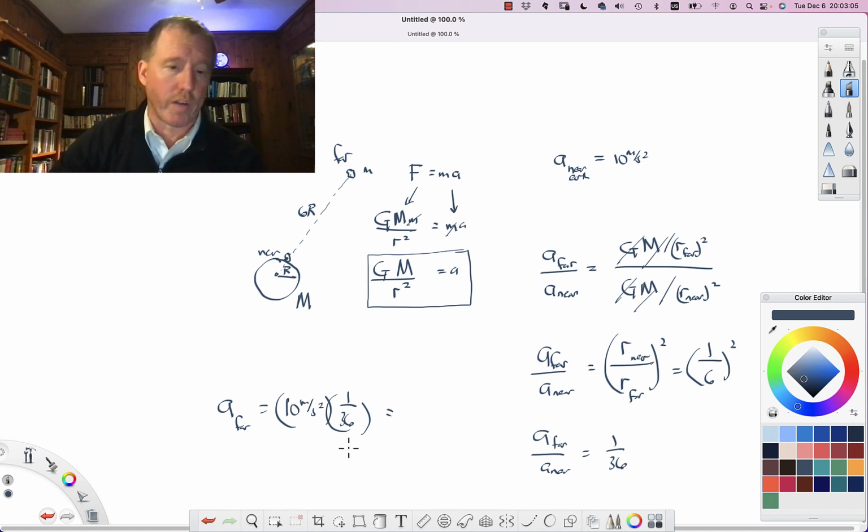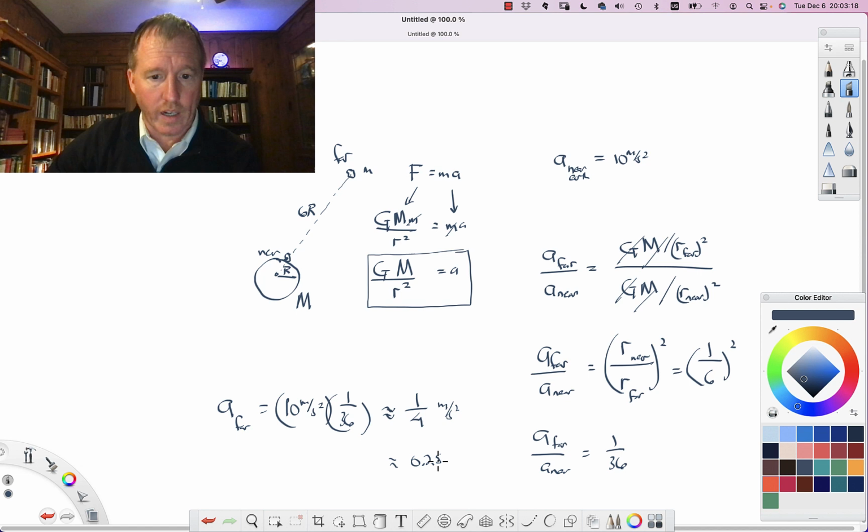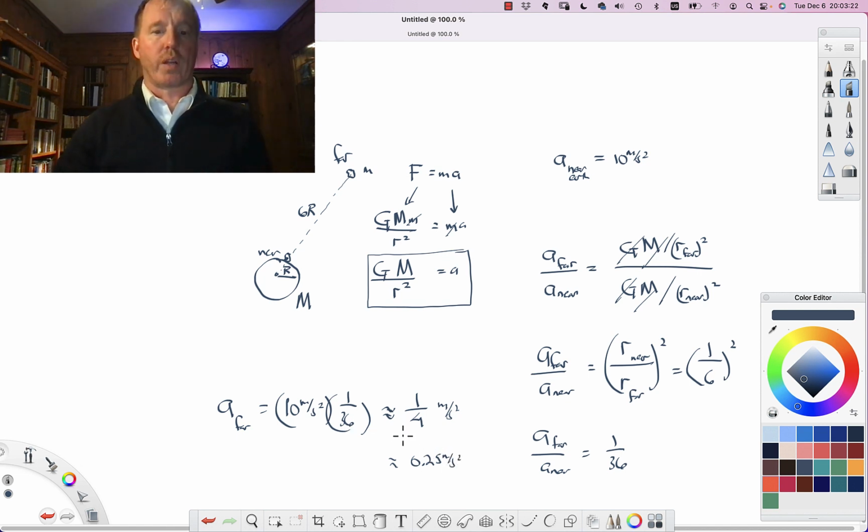But it's about 1/40. I'll just round it off. So 1/40, so I have 10/40, or about a quarter of a meter per second squared, or right around 0.25 meters per second squared. It'd actually be a little bit bigger than that because it's a little less than 40. But you get the idea. That's how we solve this problem.